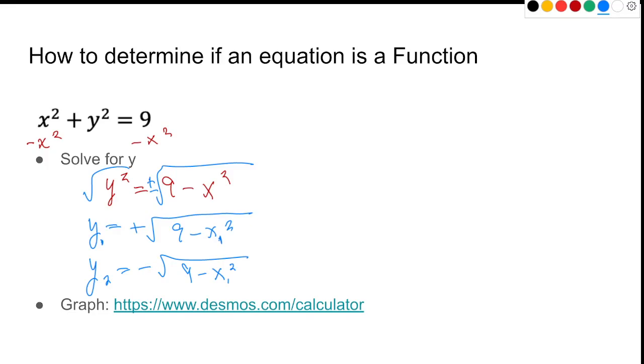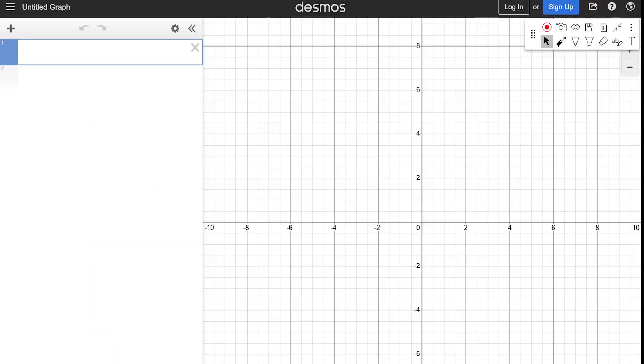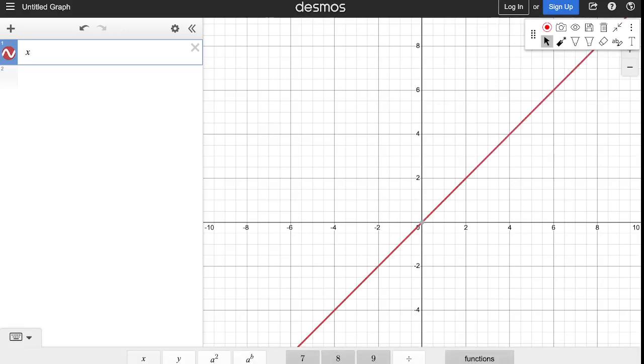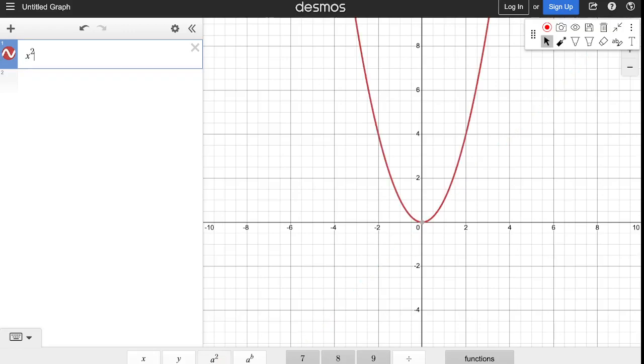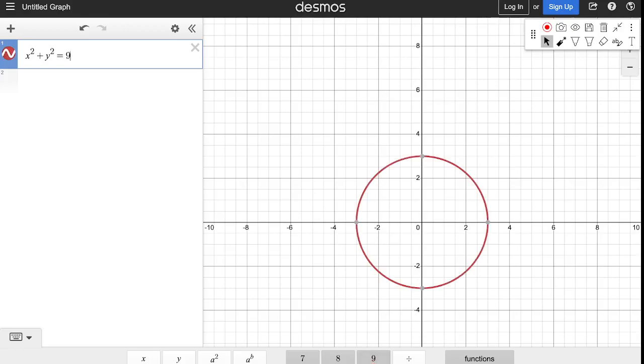Now, most of your graphing calculators, if you wanted to graph this, you actually have to graph this as two separate functions. But using Desmos, which we're going to use throughout this course, allows us to see why it's not a function. Let's pull up x squared plus y squared equals 9. And what is that graph? It is a graph of a circle with radius 3. The square root of 9 is 3, and so that's why we've got that.